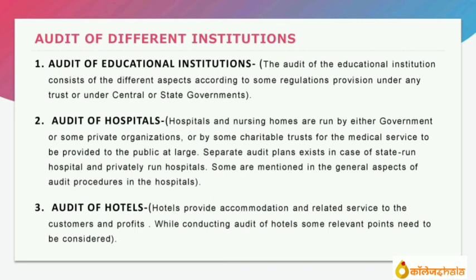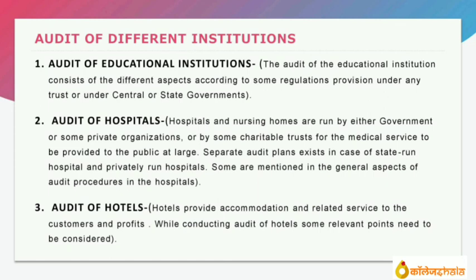Now audit of educational institutions, you are going to find that the audit of the educational institution consists of different aspects according to some regulation provisions under any of the trust or under central or state governments. This means that educational institutions can be of different types, like trust, central or state government run. It can be of any type. So different aspects are given in my notes. You can understand from it how the audit is done in educational institutions.